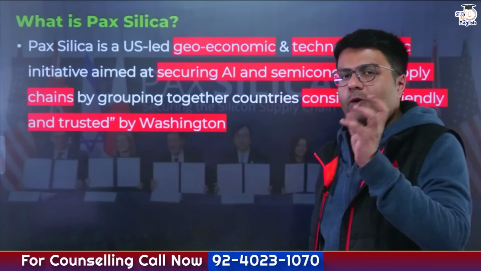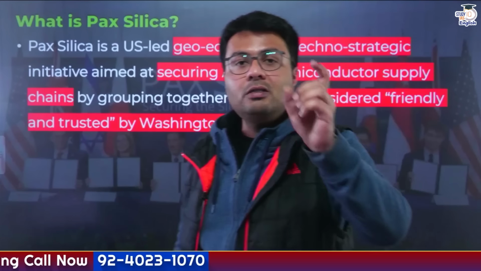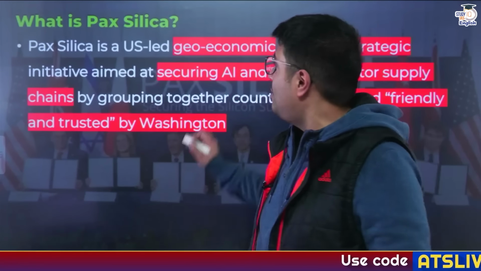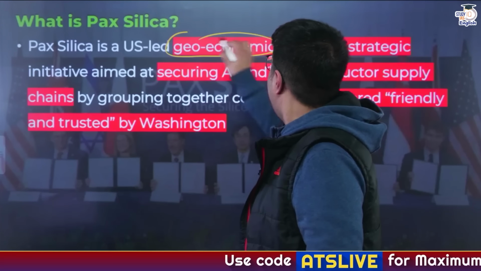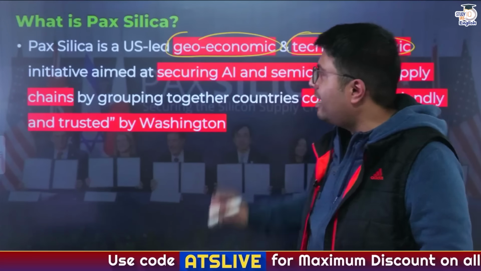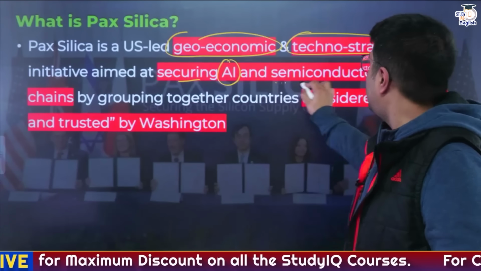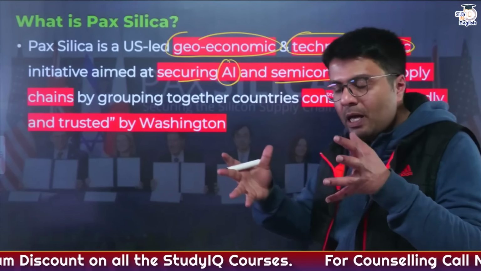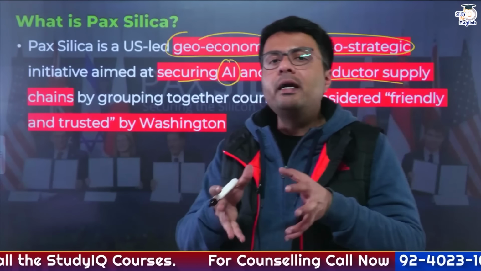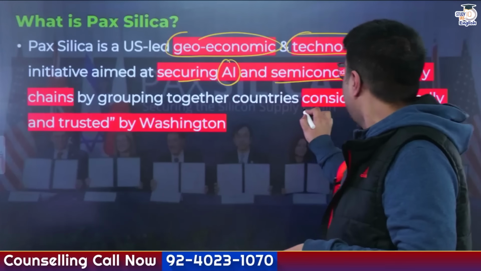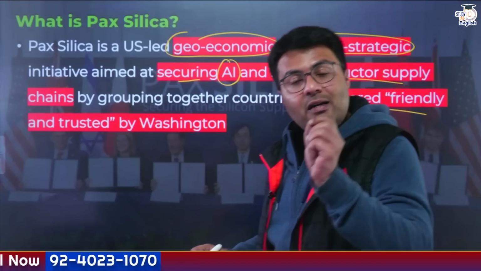You need to understand the word silica actually means silicon, which is a very important commodity used for manufacturing of semiconductors. So this Pax Silica initiative is a US-led geo-economic as well as a techno-strategic alliance or initiative which is aimed at securing artificial intelligence and semiconductor supply chain by putting together like-minded countries. These like-minded countries from the US perspective are the ones who are considered friendly and trusted.